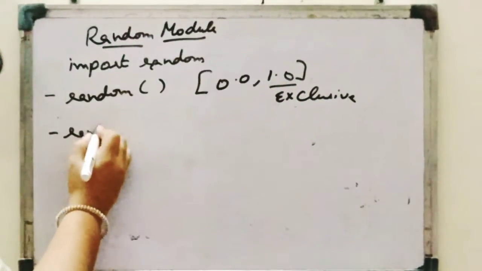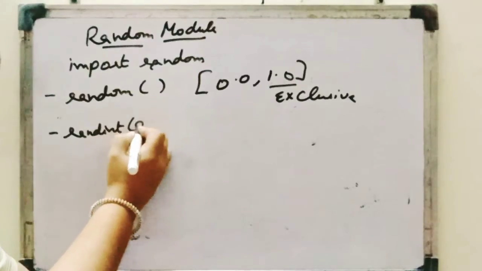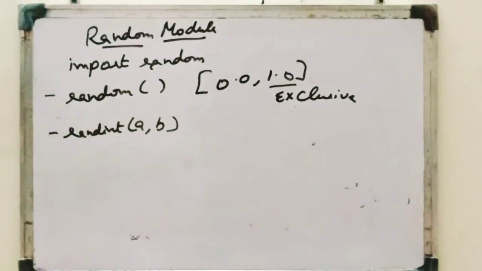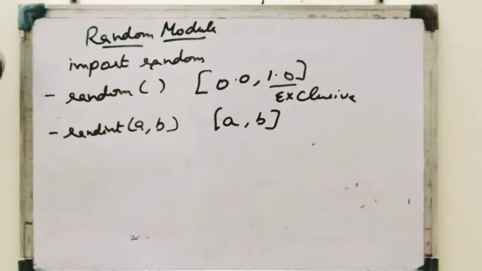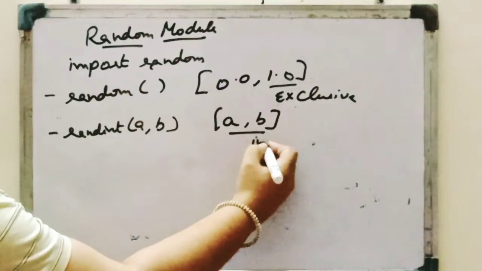Second is randint(a, b). It means the number is in the range of a and b only, and here both the limits are inclusive.